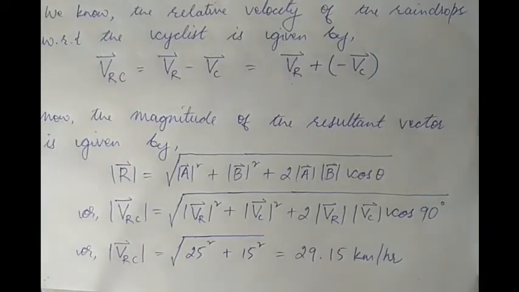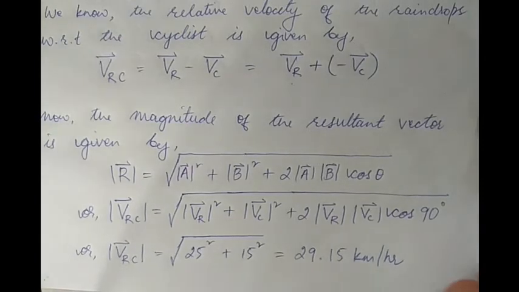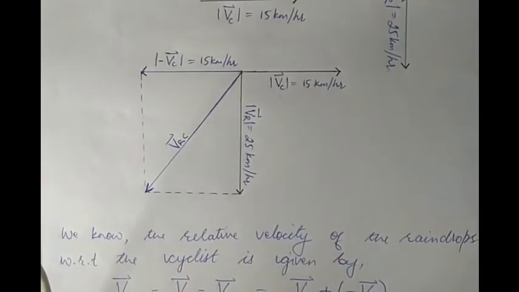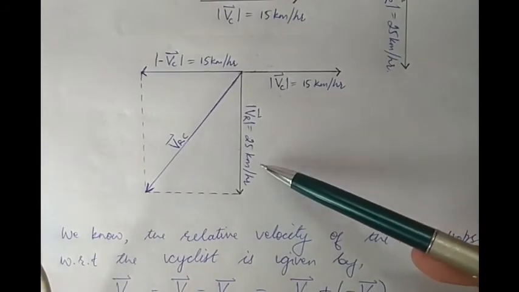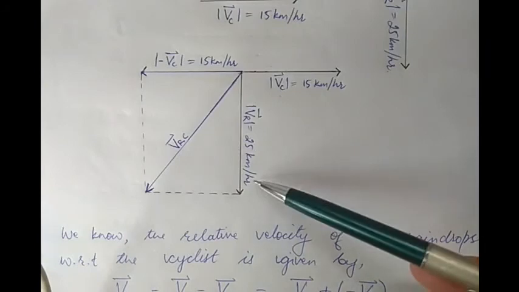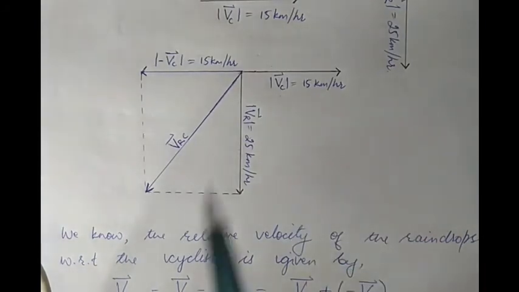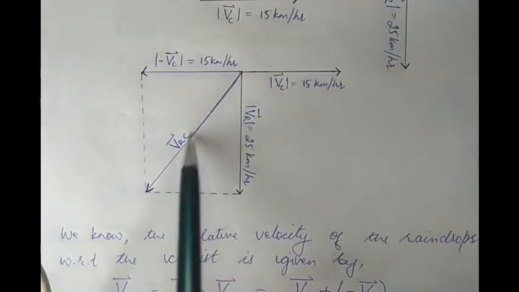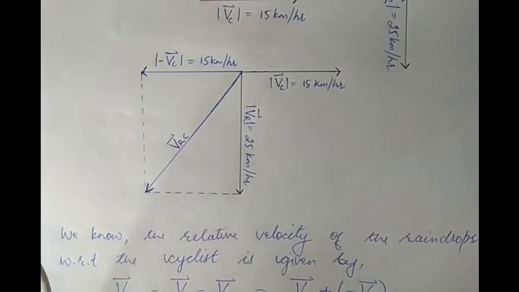What we understand is simply that to the cyclist it seems that the raindrops are falling with a speed of 29.15 kilometers per hour. To a stationary man, raindrops are falling with a speed of 25 kilometers per hour, vertically downwards. But to the cyclist, it seems that the raindrops are coming at this angle with a speed of 29.15 kilometers per hour. So to the cyclist, raindrops are falling at a greater speed.